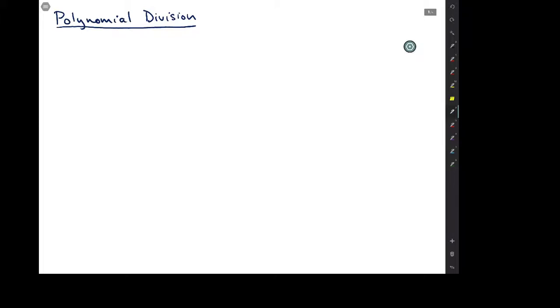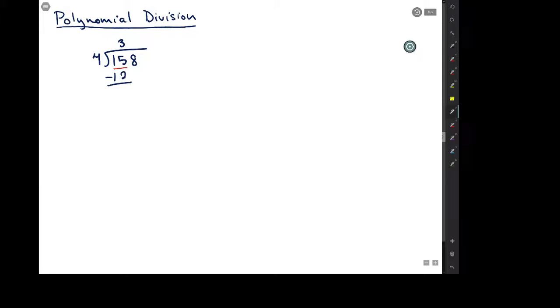So let's say that we want to take 158 and divide it by 4. What we usually do here is we look at either the first or the first two or the first three or however many digits we need. We look at the first few digits and we ask how many times does 4 go into that. So 4 goes into 15 3 times, and then I multiply 3 times 4 and I have 12. I subtract that off and I get 3.